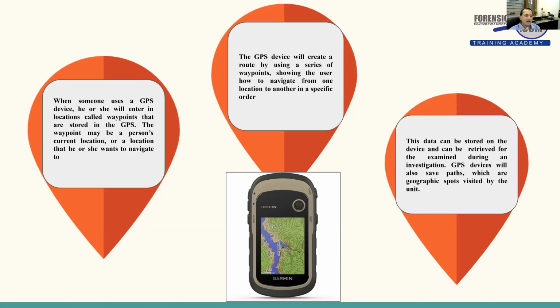So waypoints are a very important aspect. Now, when the GPS device creates the route, it creates those series of waypoints and it stores them. And it will show the user the route of how to navigate from one location to another in that specific order. So waypoints are locations, but there is a sequence: this is waypoint 1, waypoint 2, waypoint 3, waypoint 4. So they are actually following a particular sequence.